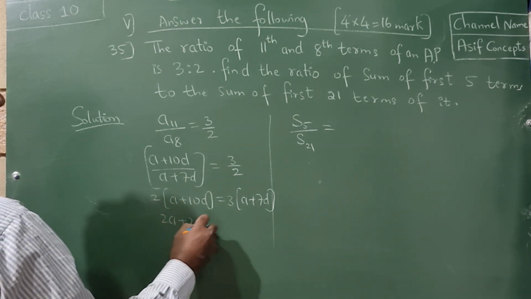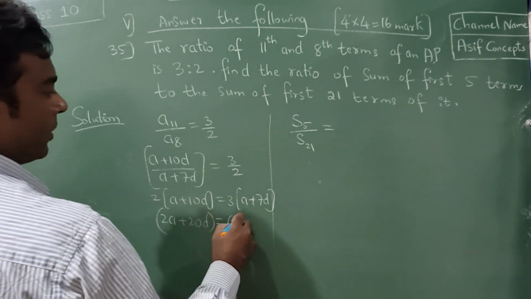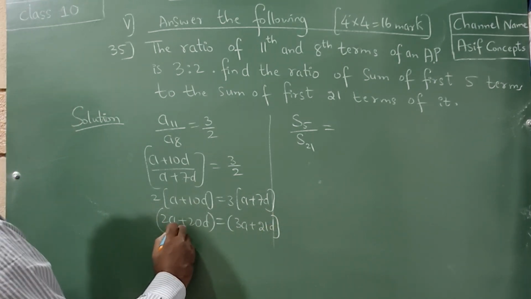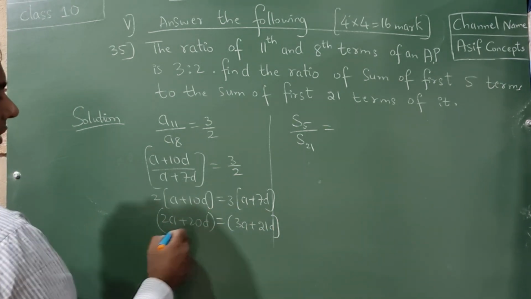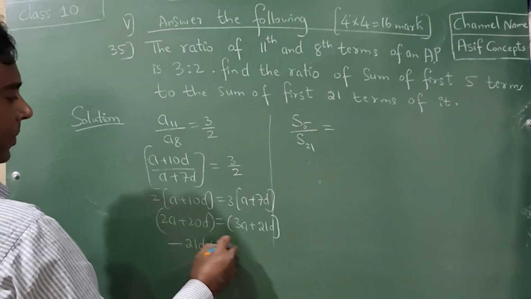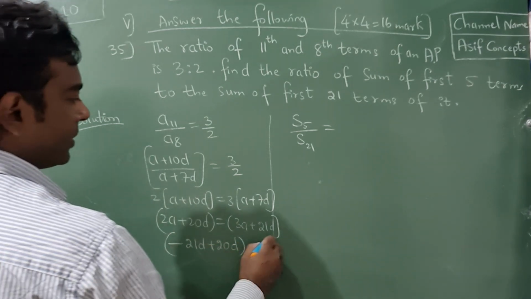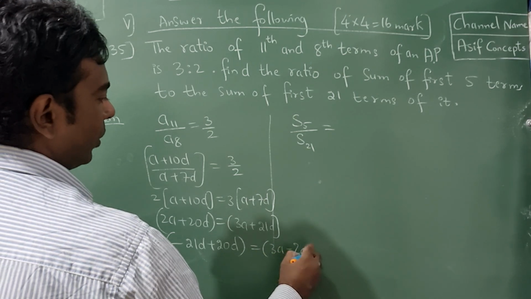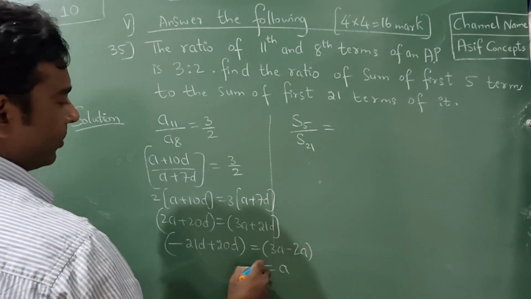2a plus 20d, 3a plus 21d. Take this 2a on that side, 21 this side. So it will be minus 21 plus 20 is equal to 3a minus 2a. So a is equal to minus d.